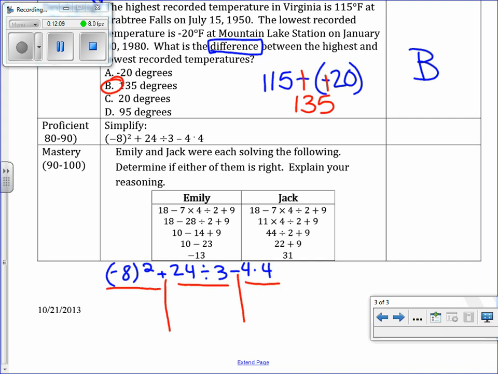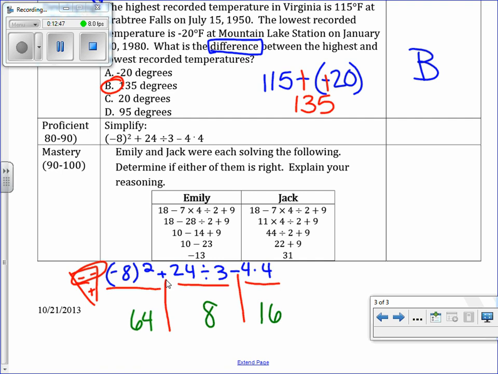So I have negative 8 squared. That's where Digby comes in. Here's my negative, negative, positive, and that's a negative 8 times a negative 8. So that's going to give me a positive 64. 24 divided by 3. Remember, no calculators permitted, but you can create a multiplication table, and that's what I would highly suggest doing, and have one ready when you come in for test. So 24 divided by 3, I would go ahead and say that's going to be 8. And then 4 times 4, that's 16.